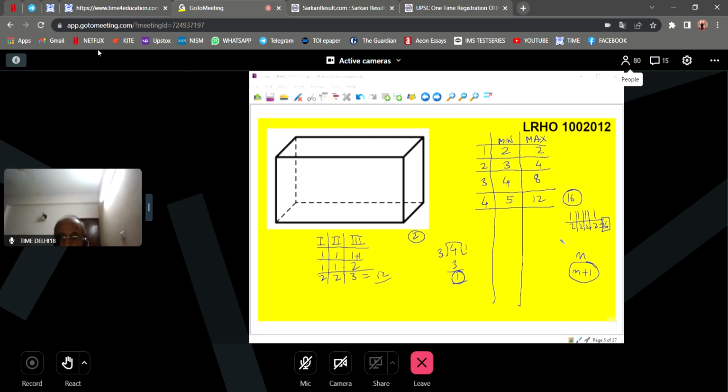Yes, there was someone else also who wanted me to repeat. Ritik. Yes, Ritik. Which one are you not clear about? The minimum or the maximum? Maximum. See, for getting the maximum number, what you should be doing is applying these cuts equally in as many directions as possible.